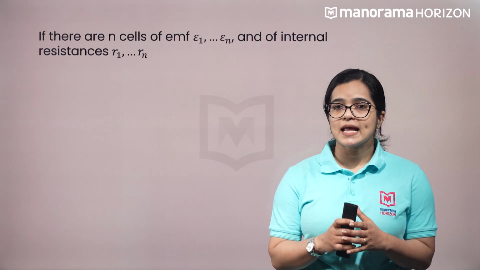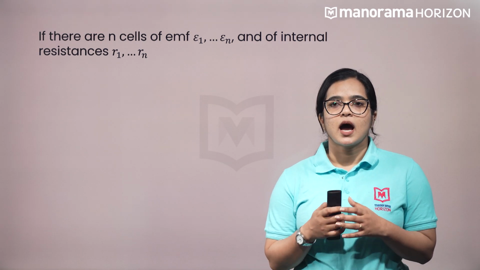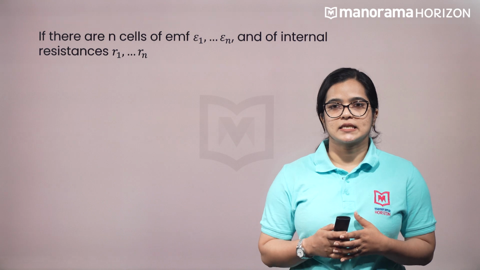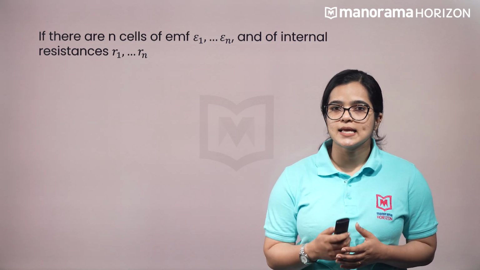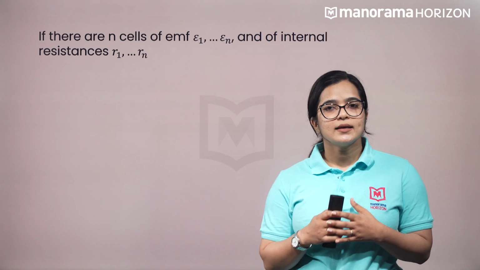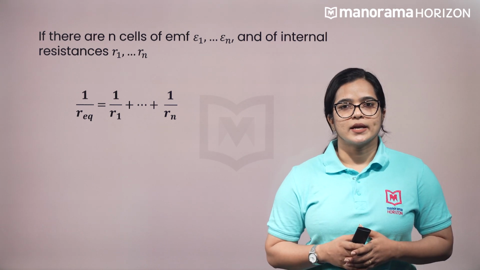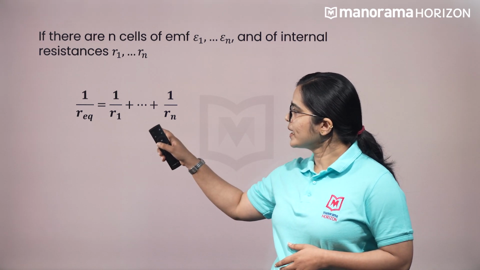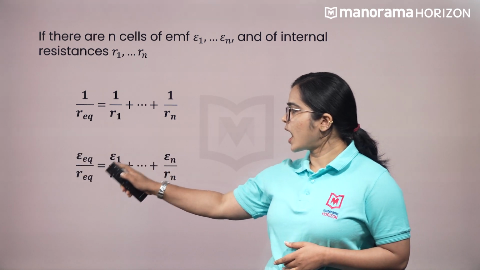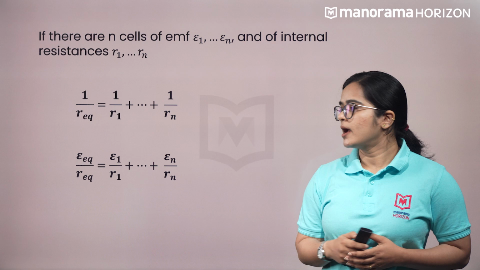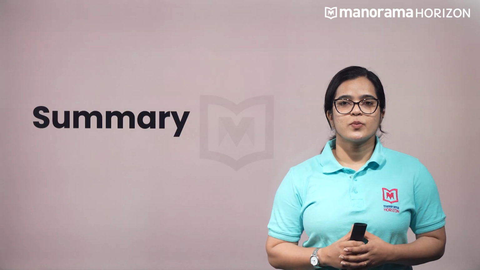Consider that there are n cells of EMF E1, E2, etc. up to En and of internal resistance R1, R2, etc. up to Rn respectively that are connected in parallel. Then the combination is equivalent to a single cell of EMF E equivalent and internal resistance R equivalent. We can write 1 by R equivalent is equal to 1 by R1 plus 1 by R2, etc. up to 1 by Rn, or E equivalent by R equivalent is equal to E1 by R1 plus E2 by R2, etc. up to En by Rn. Let us summarize what we have learned so far.